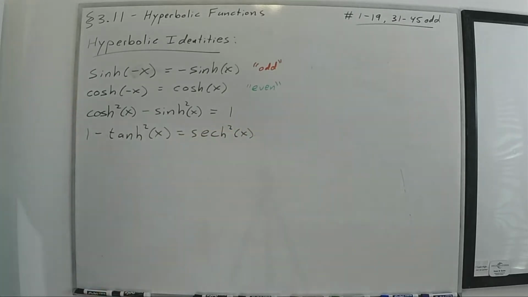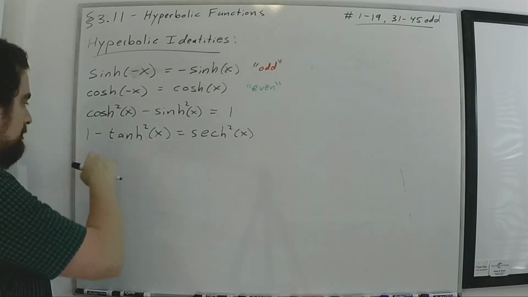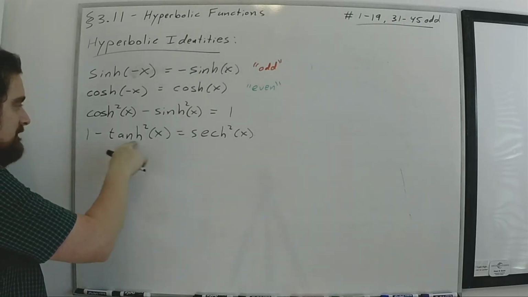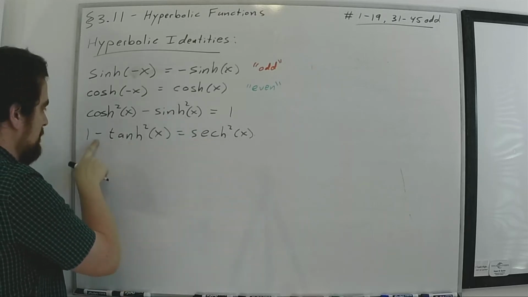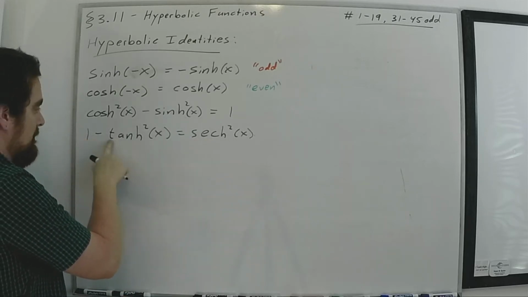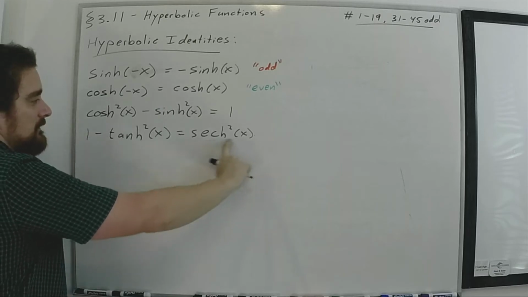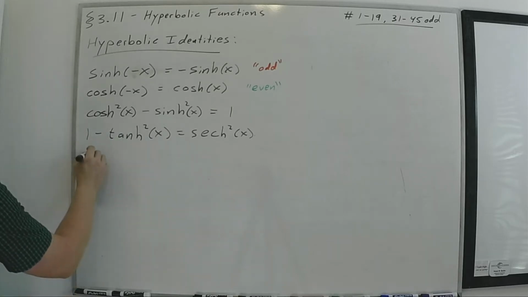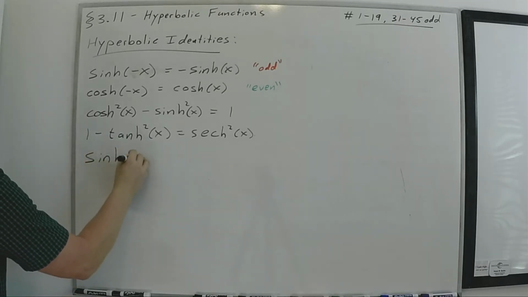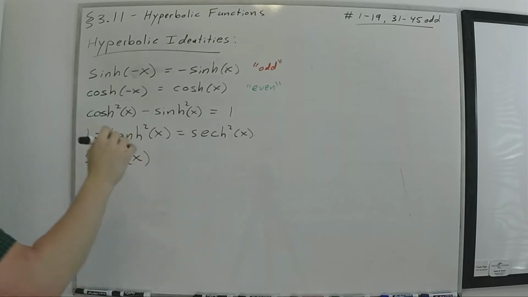We had back in trig that 1 plus tangent squared of x was secant squared of x, but these are hyperbolic, so it's a little different. 1 minus tangent hyperbolic squared of x is secant hyperbolic squared of x. And again, you can see that the h is very important notation. Without the h, it's a completely different function. So we have to be careful.